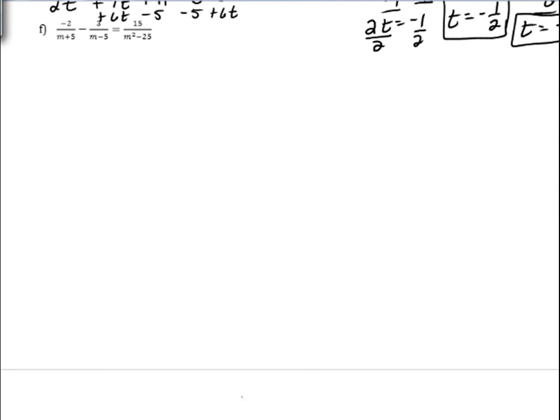Our last example here, negative 2 over m plus 5 minus 3 over m minus 5 equals 15 over m squared minus 25. M squared minus 25 is the difference of two perfect squares, so that will factor as m plus 5 times m minus 5. Always find your LCD so that we can get rid of our fractions by multiplying by our LCD. And these two fractions have m plus 5 and m minus 5, and the last one has m plus 5, m minus 5. So that's what our LCD is.